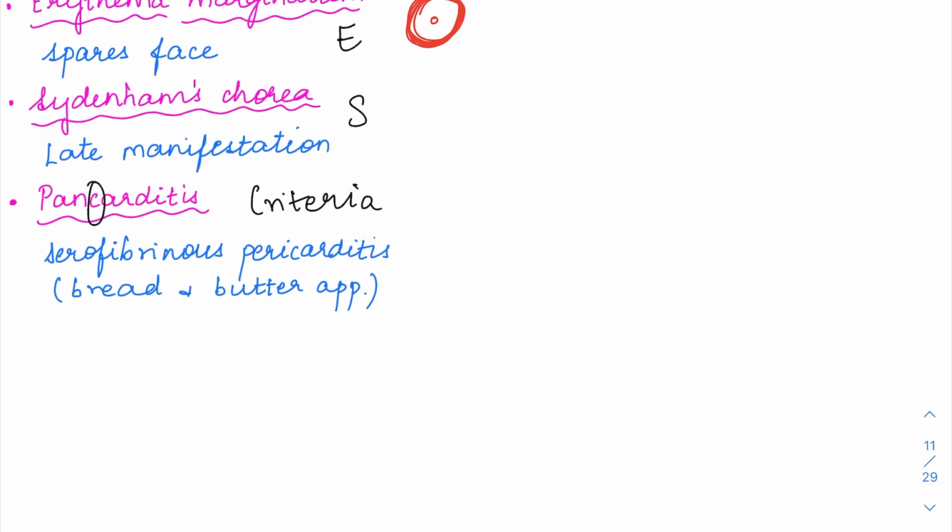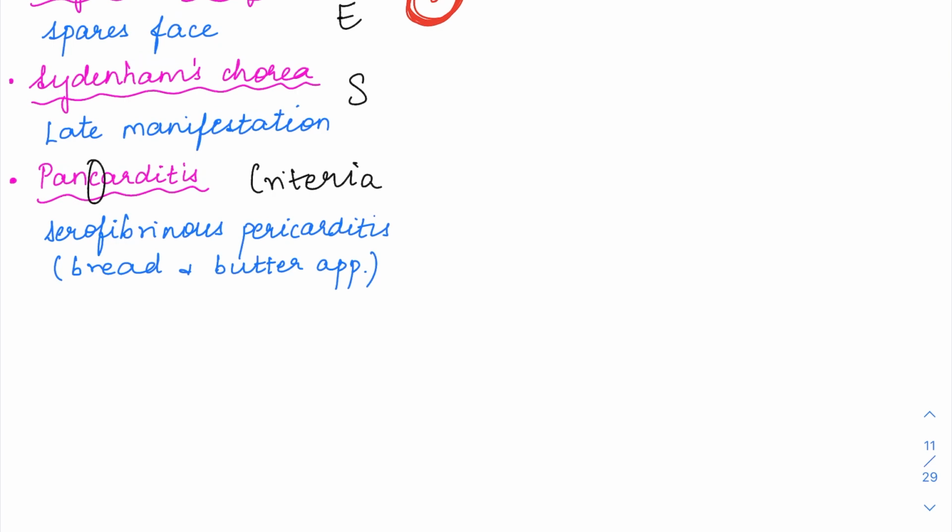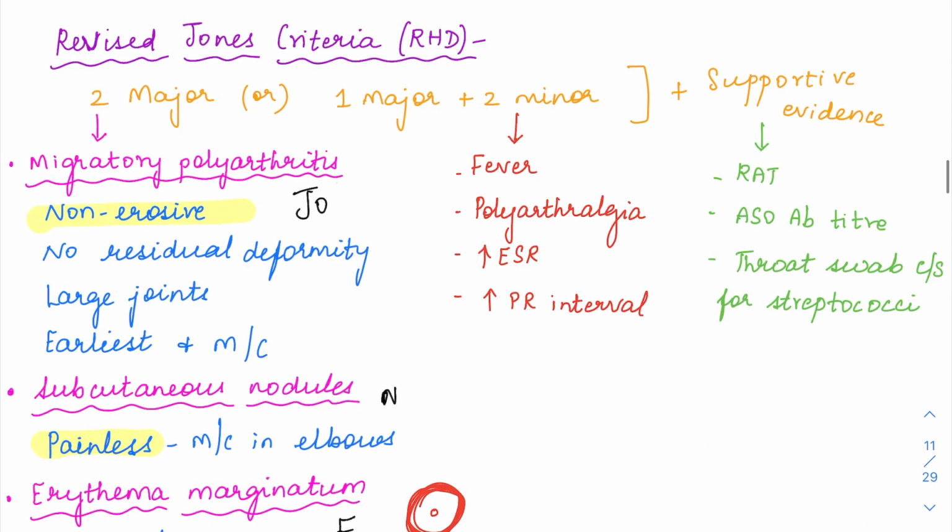Then pancarditis. So all layers of the heart can be involved in RHD. Very, very important: all layers of the heart can be involved. Same for Aschoff bodies also, right? We can see Aschoff bodies in all layers, but the most common place where we see them will be the myocardium. Apart from that, in pericarditis, we already saw bread and butter pericarditis, a serofibrinous pericarditis in RHD, right? So remember that as well. Then what are the minor criteria?